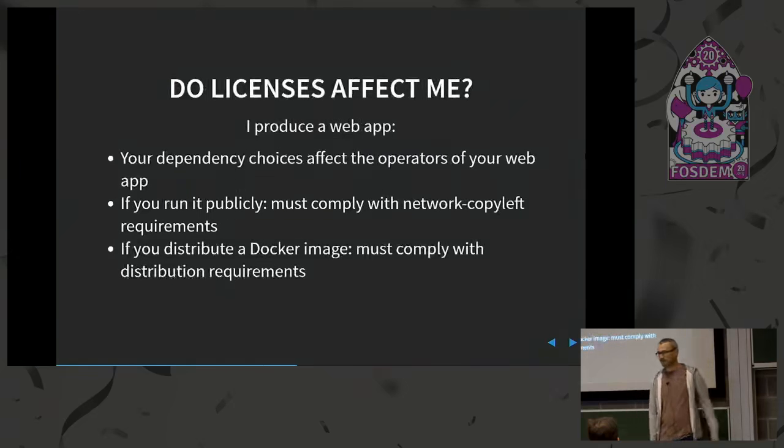Maybe you have a web app that you write in Rust, and you want to have people use. You put it up on crates.io, or maybe you run it publicly. Well, now you have to comply with any network copyleft obligations that those dependencies have. Or let's say you distribute a Docker image of your web app so that people can download it and run it very quick and easy. Well, now you're distributing all the dependencies that you have as well.